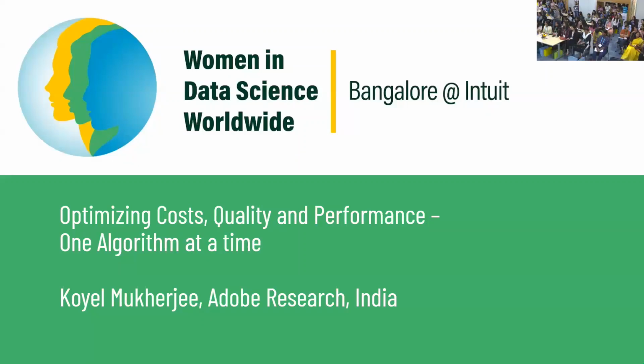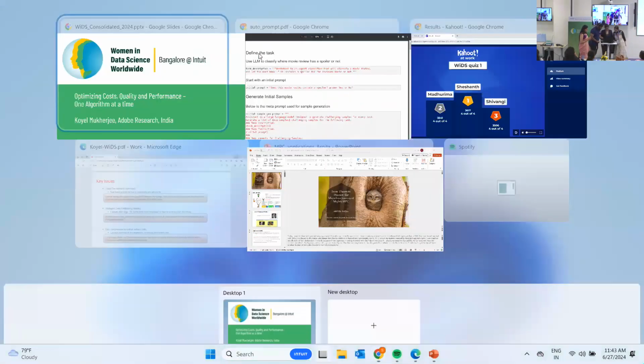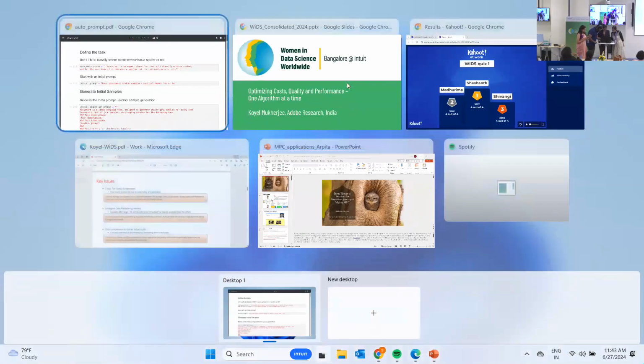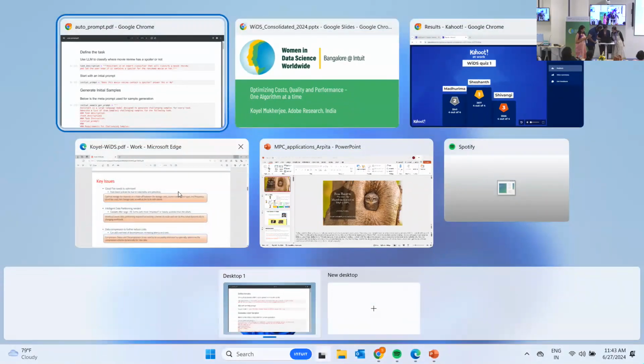Moving on, we have our second tech talk. It's based on cost optimization of systems in enterprises, which is crucial with quality and performance awareness. We will delve deeper into this with the talk titled Optimizing Costs, Quality and Performance One Algo at a Time by Koyel Mukherjee, Senior Research Scientist, Adobe.